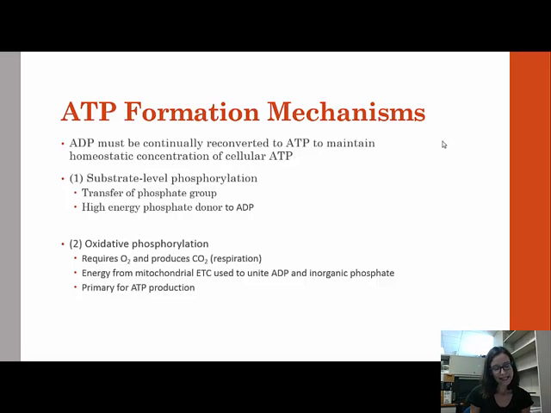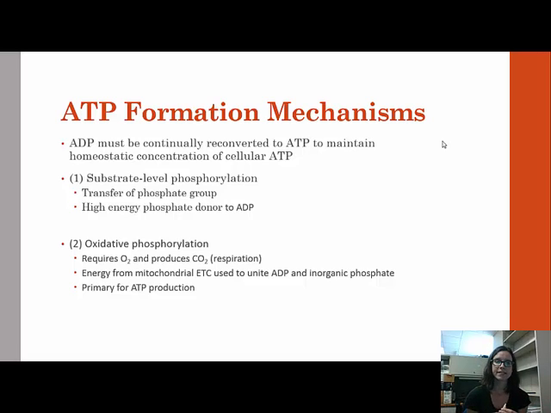Okay, so ATP can be formed through two main mechanisms. Now, the formation of ATP is highly controlled within the cell to maintain homeostasis of the ATP levels. The first mechanism is called substrate level phosphorylation. And it's just what we talked about. Transfer of a phosphate group from a phosphate donor to ADP. So it's the opposite of the reaction we just talked about. The phosphate is going onto the ADP to make ATP, and that stores our energy.